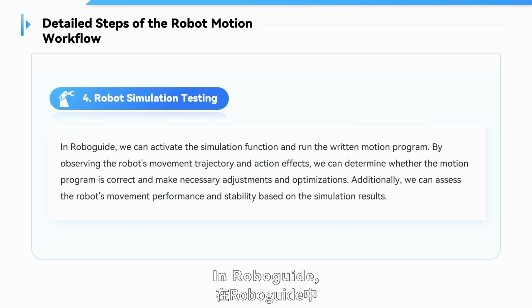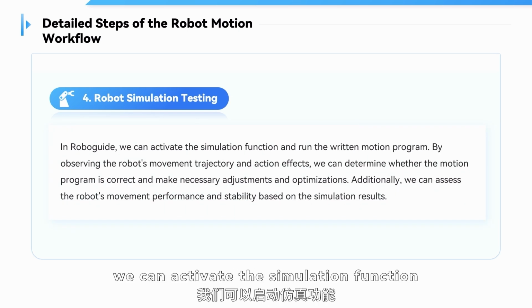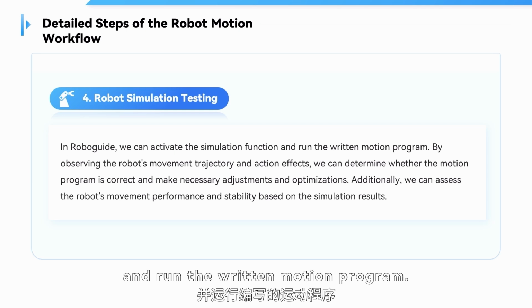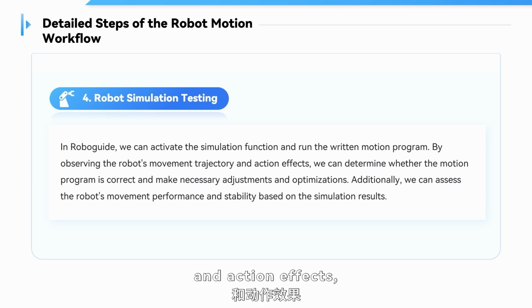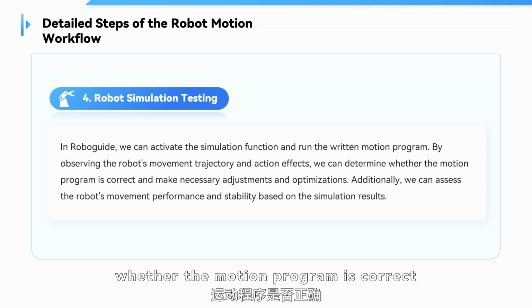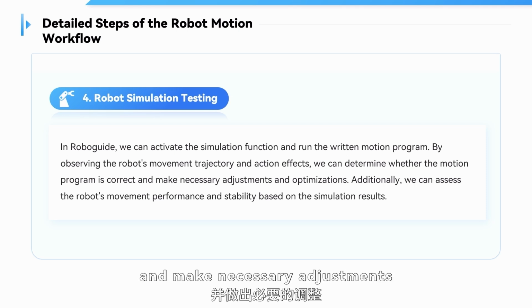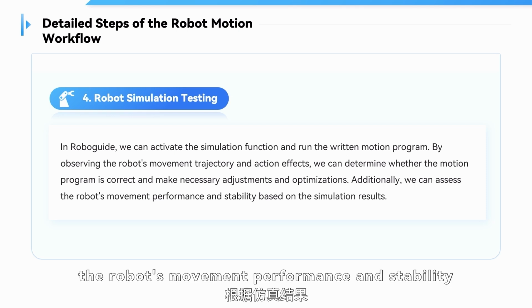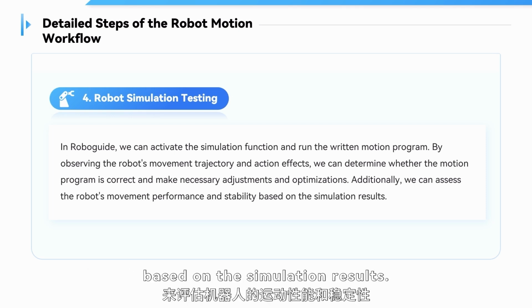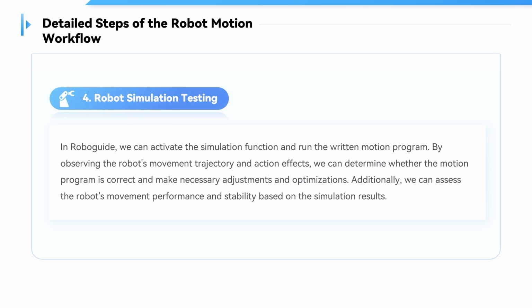In RoboGuide, we can activate the simulation function and run the written motion program. By observing the robot's movement trajectory and action effects, we can determine whether the motion program is correct and make necessary adjustments and optimizations. Additionally, we can assess the robot's movement performance and stability based on the simulation results.